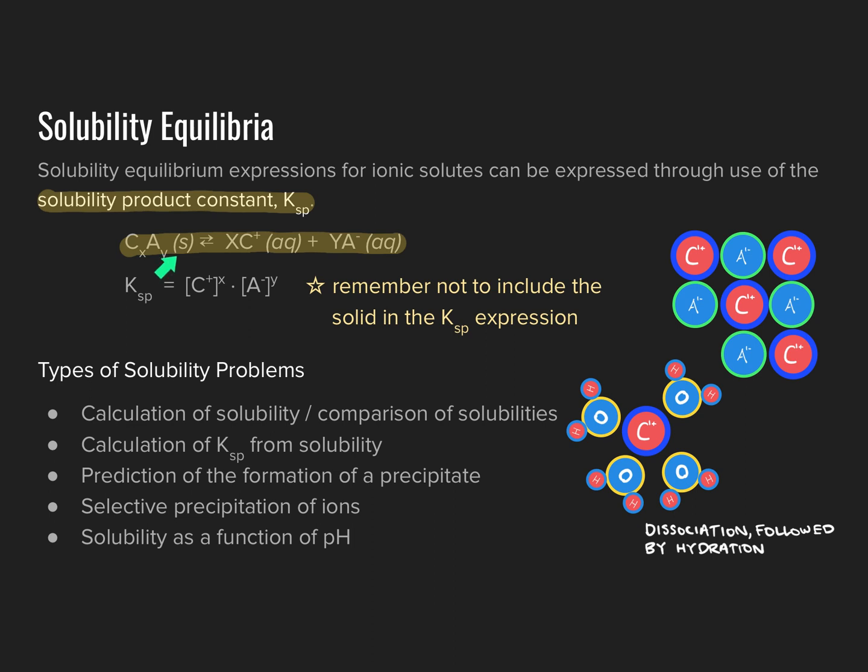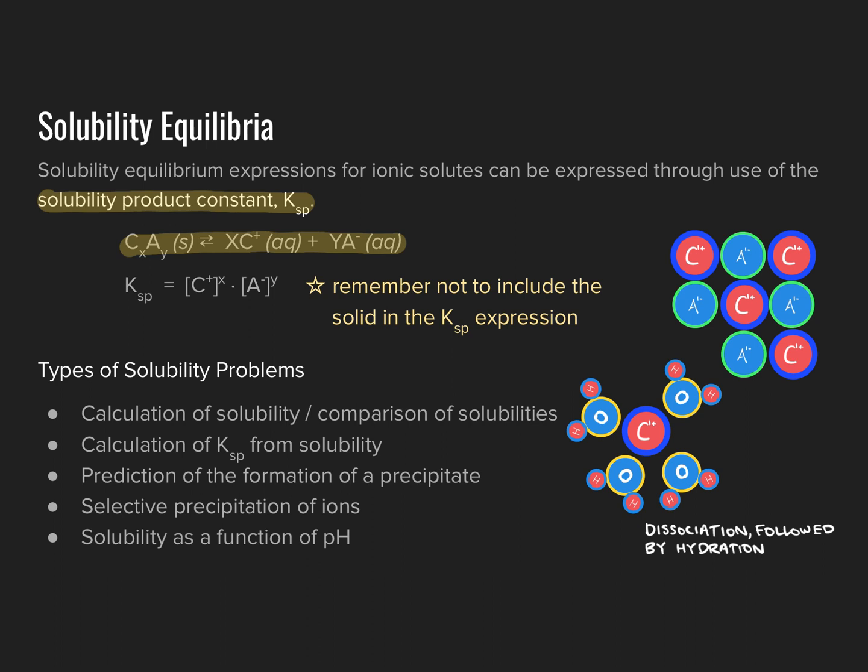And as such, the Ksp for this expression would be equal to, as always, concentration of products over reactants. That would be the concentration of the cation C positive raised to the exponent power of its coefficient from the dissociation, which here is x, times the concentration of that anion A negative raised to its respective coefficient y.